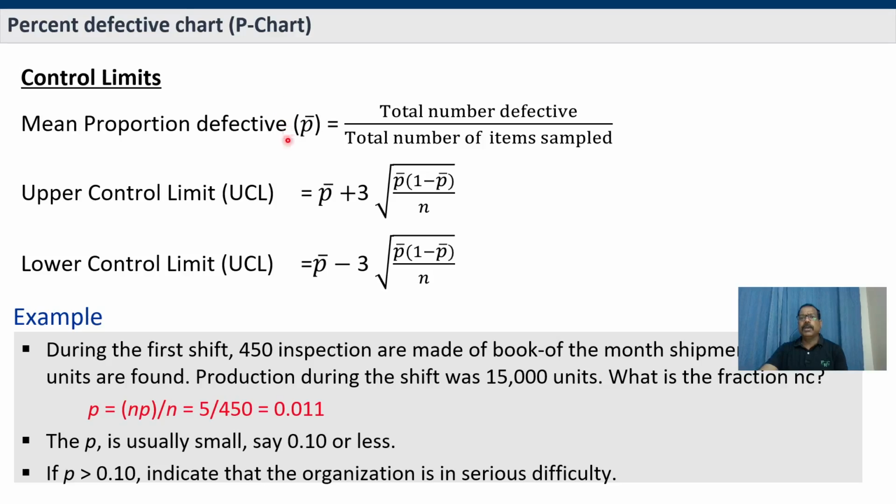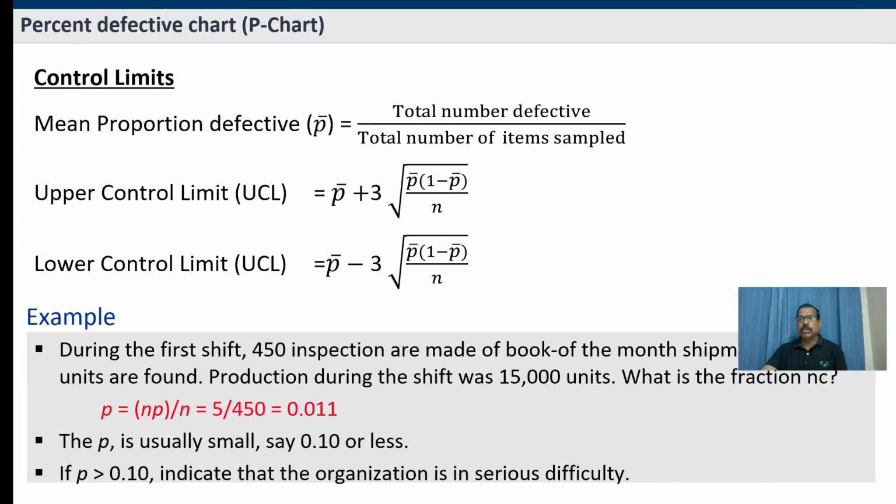Once you know the P bar, you can find the upper control limit and the lower control limit, LCL. The formula is P bar plus 3 times the square root of P bar multiplied by 1 minus P bar divided by N. If you use minus instead, it gives the lower control limit. So you can calculate the upper control limit or lower control limit.